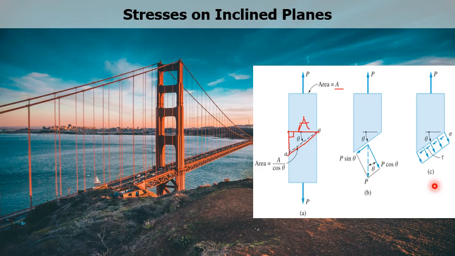On the third figure, figure C, the normal stress and shear stress on the inclined plane is shown. We have normal stress denoted by sigma, which is perpendicular or normal to the inclined plane. We have the shear stress denoted by tau, which is parallel to the inclined plane. The next question is, how do we get the normal stress and shear stress on the inclined plane?